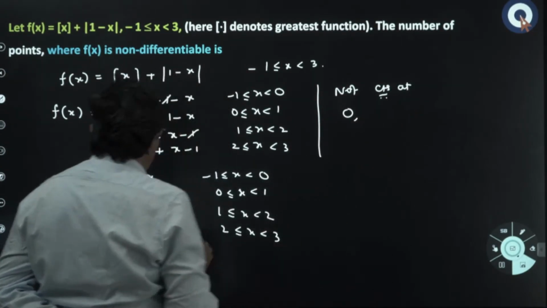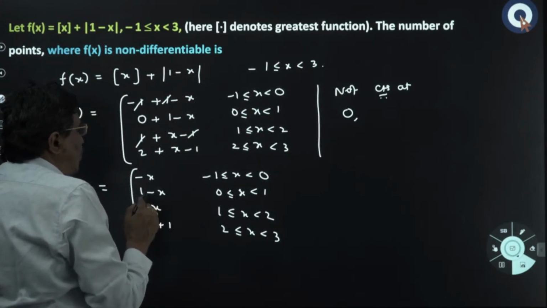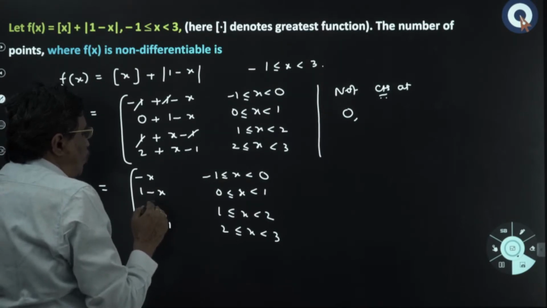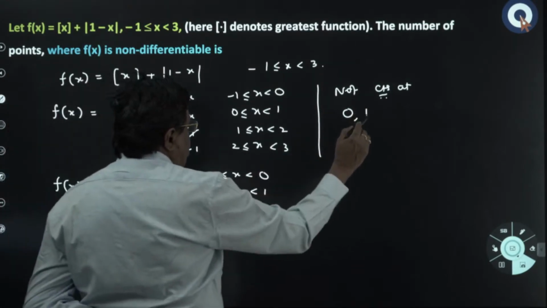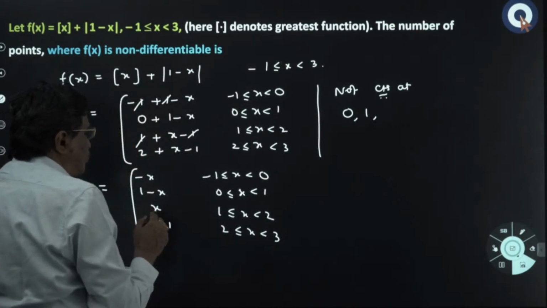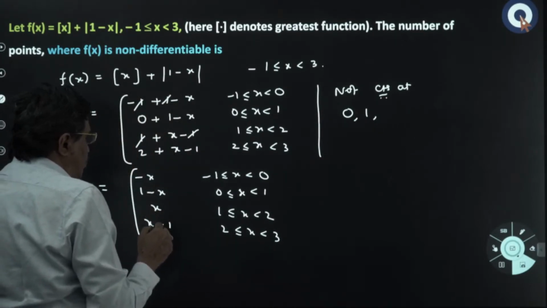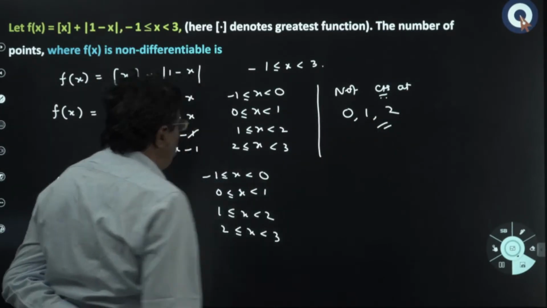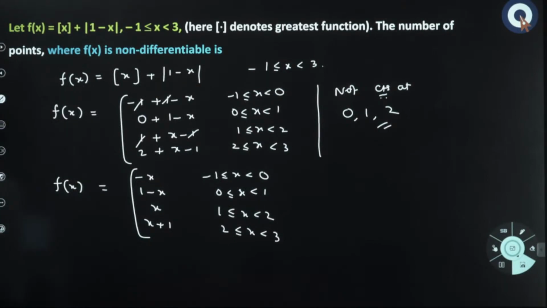At 1, the left hand limit is 0, the right hand limit is 1, and the value is also 1. So not continuous at 1. At 2, the left hand limit is 2, the right hand limit is 3, and the value is also 3. So not continuous at 2. So 0, 1 and 2 are the points where the function is not continuous, so it is not differentiable at those points. At all other points it is continuous, and being polynomial functions, they are differentiable. So these are the only points where the function is not differentiable, right?